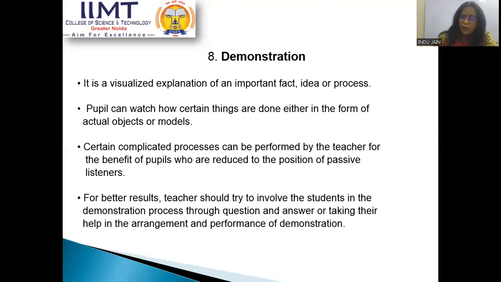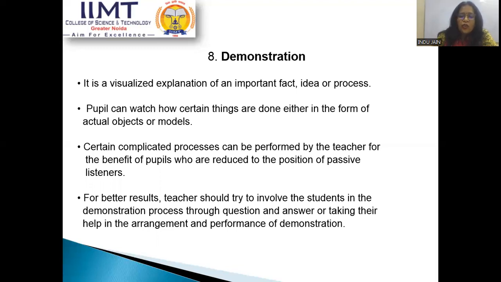A certain complicated process can also be performed by the teacher for the benefit of pupils who are otherwise reduced to the position of passive listeners. Here we can see one example. A pupil can watch how certain things are done either with actual objects or models.